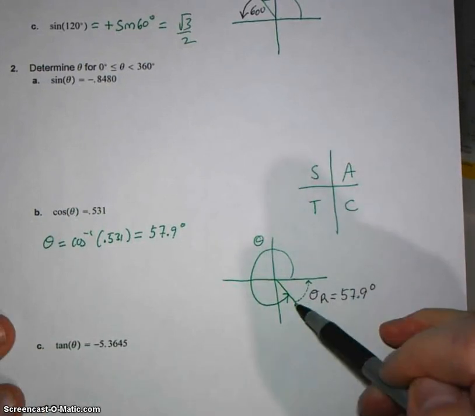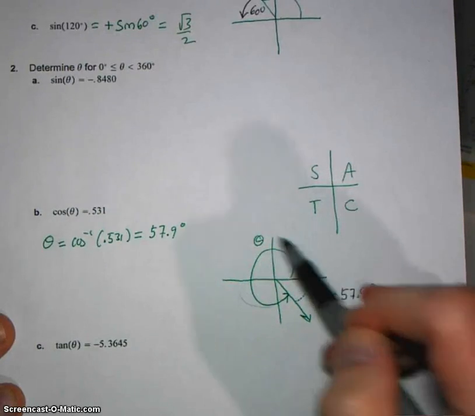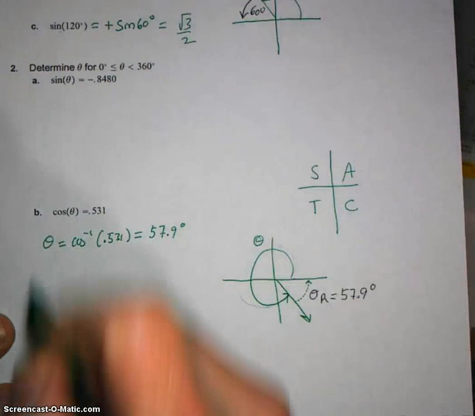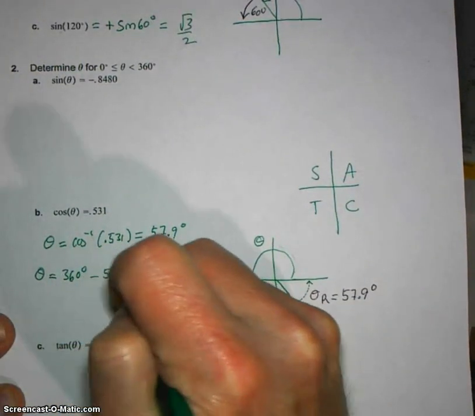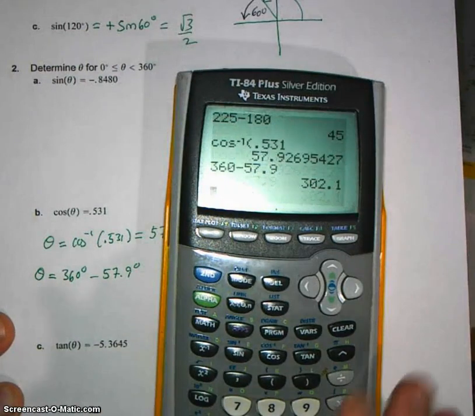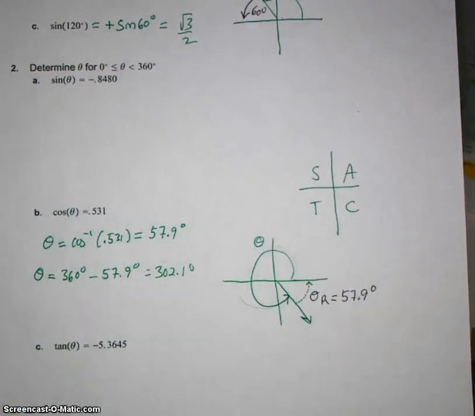So how do we go from this reference angle to finding this angle? Well, we go all the way around, that's 360 degrees, and then we subtract our reference angle. So the other angle, theta, is 360 degrees minus 57.9 degrees, 302.1 degrees. Finding the first answer was really easy. We used our calculator to get rid of a cosine. We do cosine inverse. Finding the second angle requires a little bit of thought.